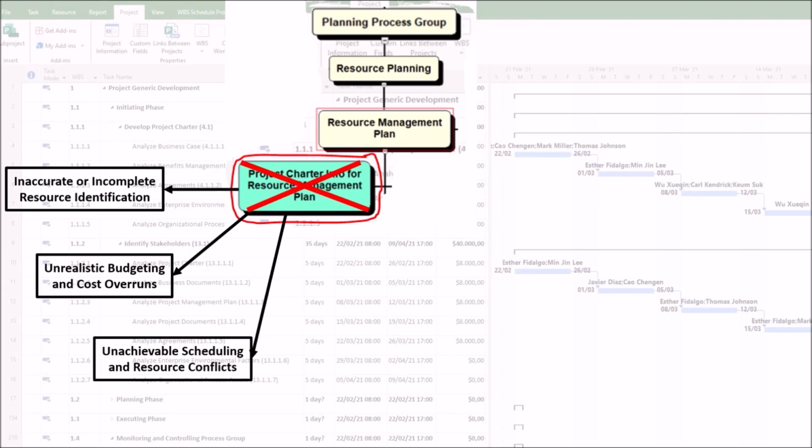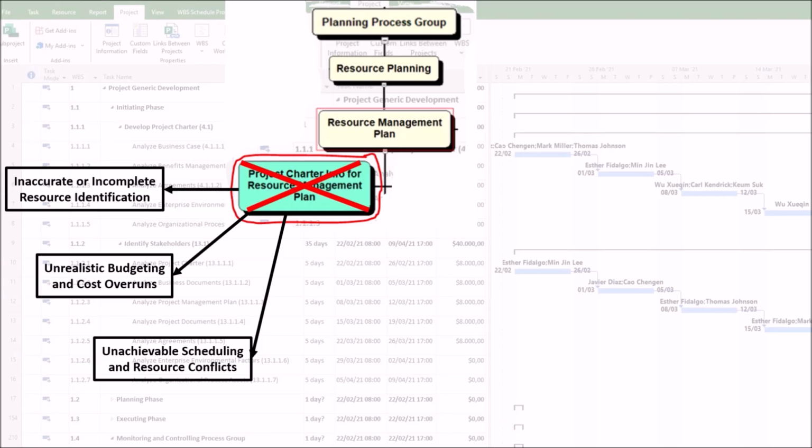3. Unachievable scheduling and resource conflicts. The harm here is that, because the summary milestone schedule in the charter dictates when resources are needed, a poor analysis creates a resource plan that is impossible to fulfill within the given timeframe. For example, the charter mandates a go-live date in 9 months.